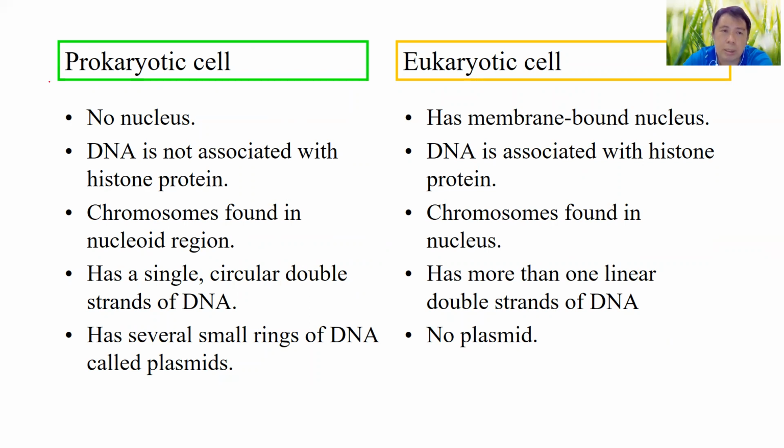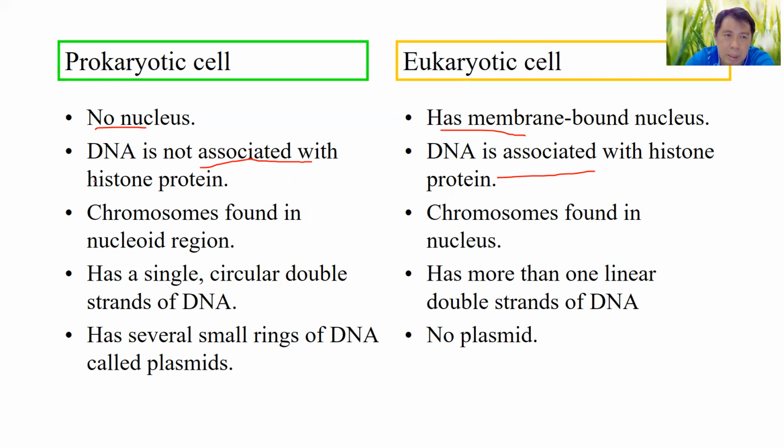First, here you can see there is no nucleus, but here they have a nucleus. This is a double membrane-bound nucleus, enclosed by two membranes. And the DNA is not associated with the histone protein in prokaryotic cells, but yes in eukaryotic cells. And the chromosomes are found in the nucleoid region, whereas in eukaryotic cells, the chromosomes are found in the nucleus.